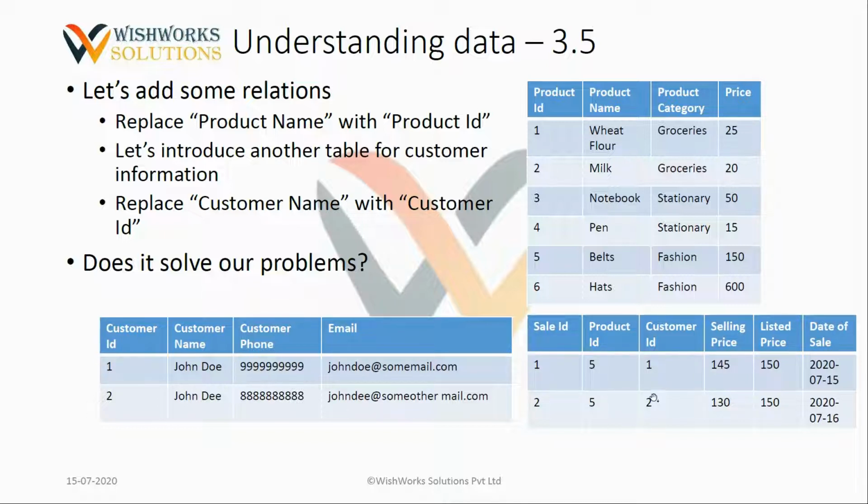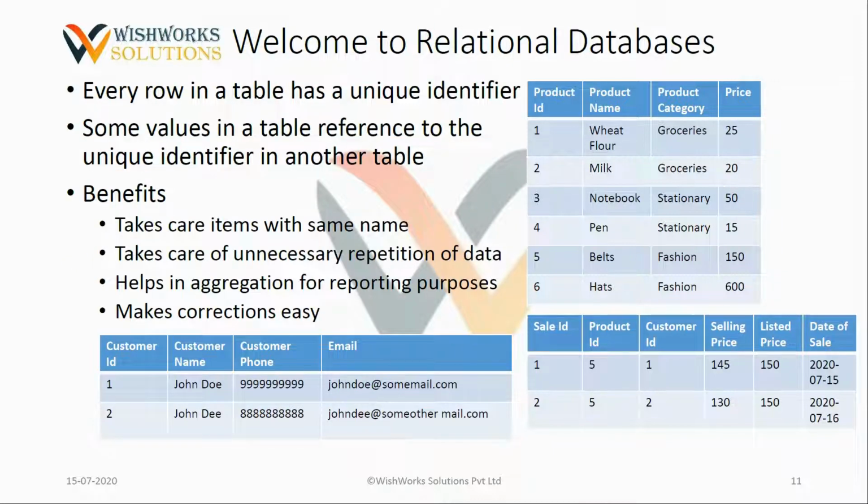And in the second sale it was sold to customer ID 2. So this tells me that, okay, first sale a belt was sold to John Doe, second sale a belt was sold to John Doe, and so on and so forth. So this solves a lot of problems. Now let's look at some key information here which we already discussed.